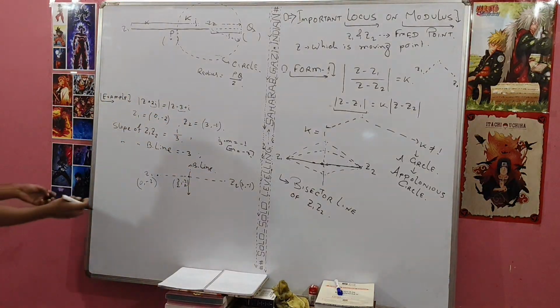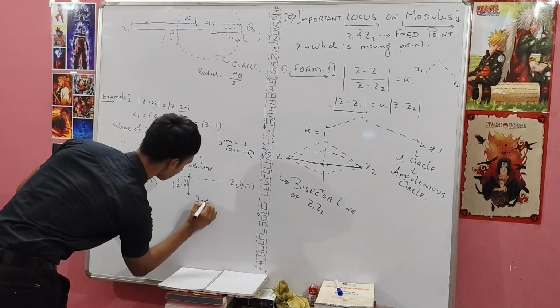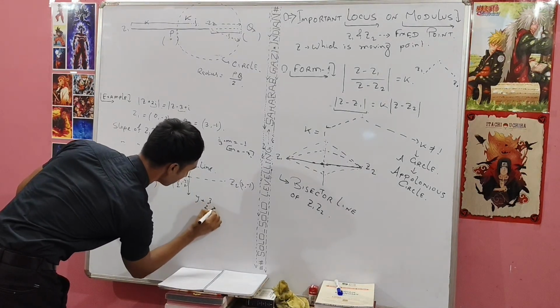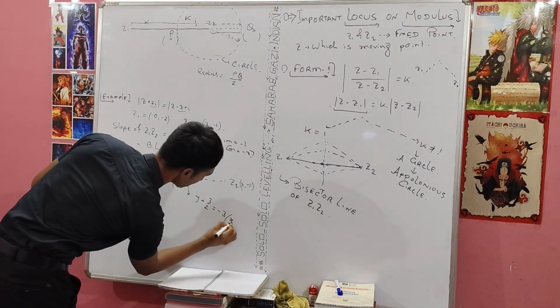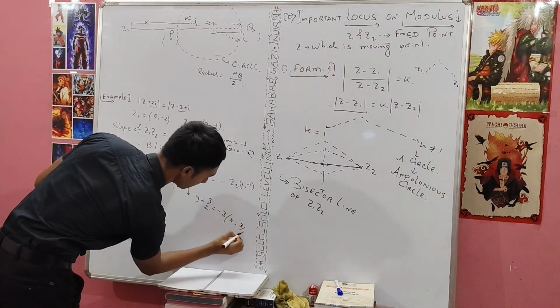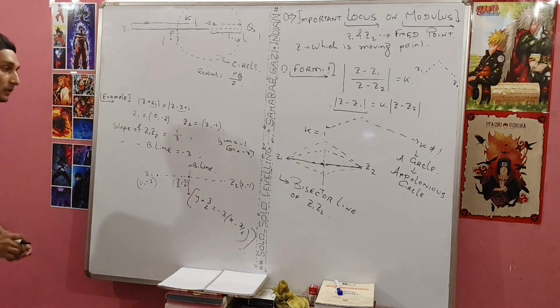Now the equation of this bisector line is y minus y1, that is y plus 3 by 2, is equal to m, it is minus 3 into x minus 3 by 2. Okay, so this is the equation here.